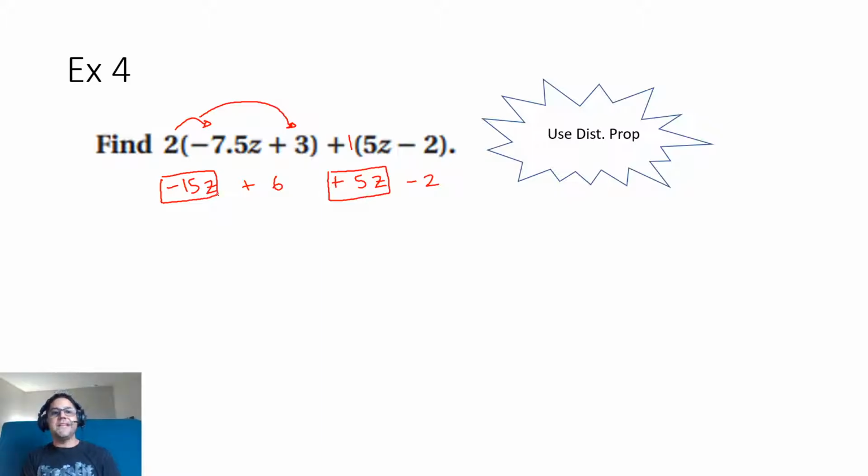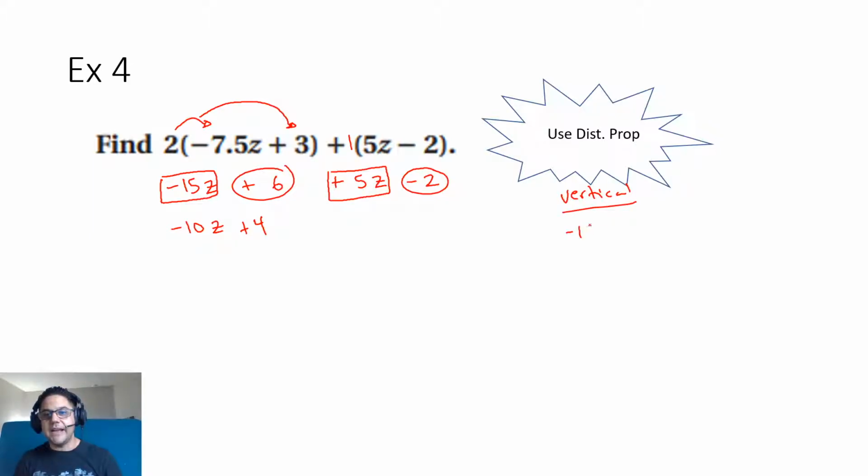So a negative 15z and a positive 5z is going to give me a negative 10z. And then a positive 6 subtracted 2 gives me a positive 4. So that's the horizontal. Over here we've got the vertical.